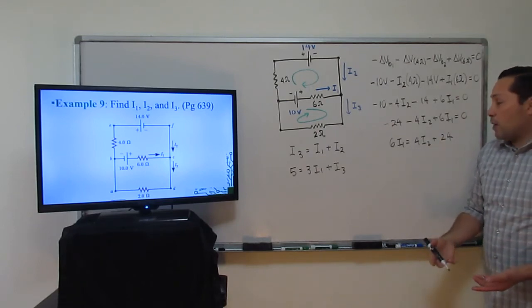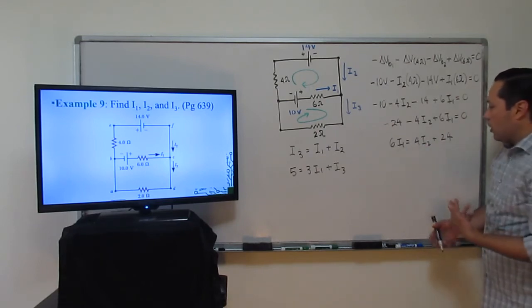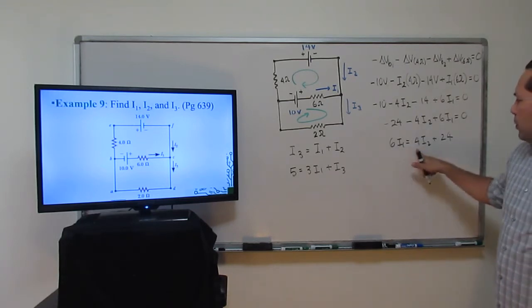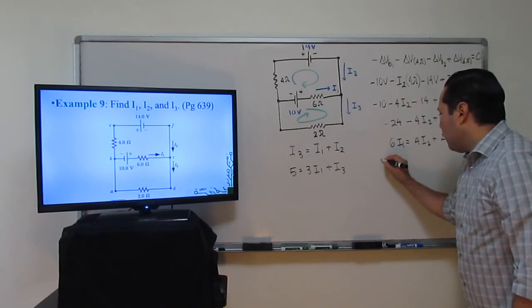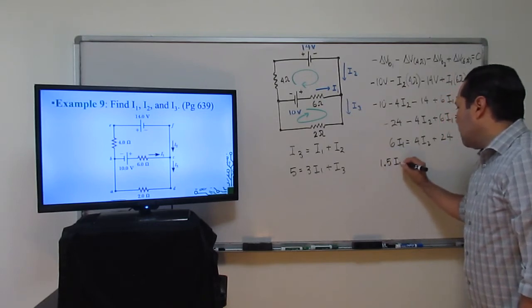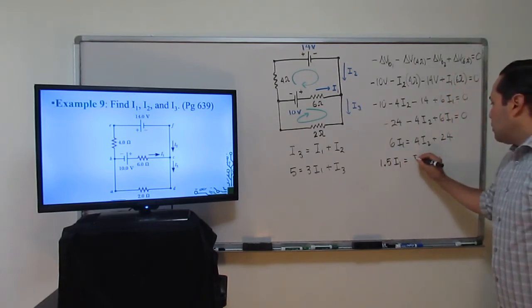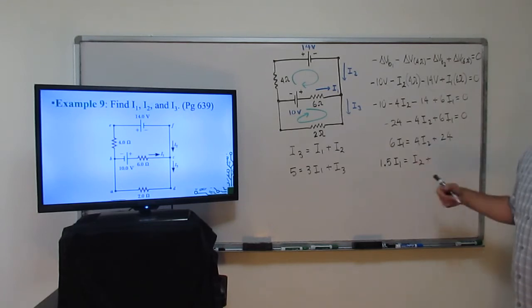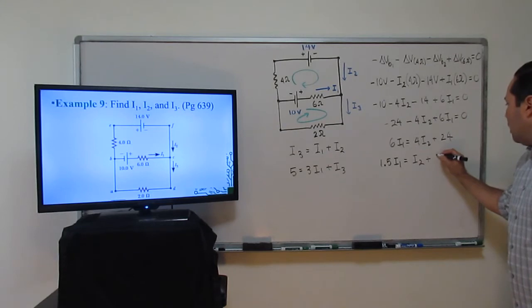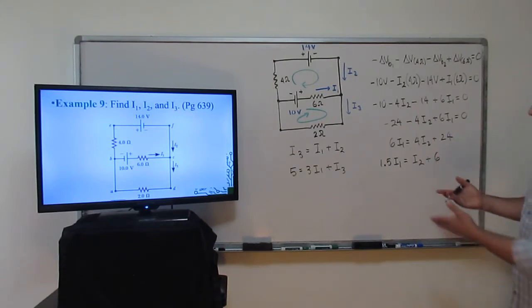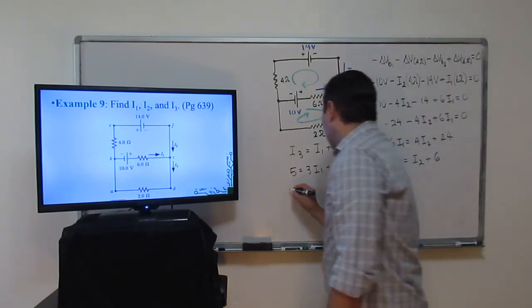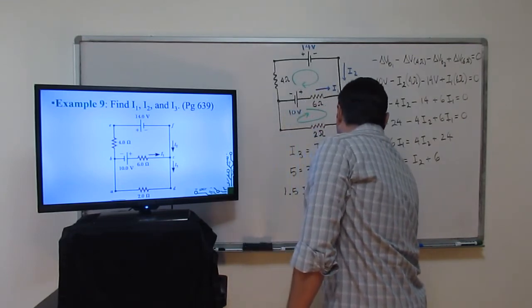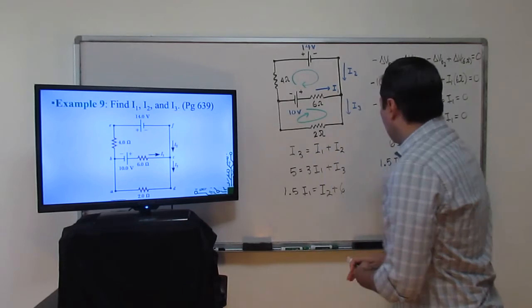We can simplify it further, divide everything by 4. So 6 divided by 4 is 1.5 I1. This is going to be just I2. And over here, 24 divided by 4 gives us 6. All right, so this is our third formula. I'm going to write it down here. And there we have it.